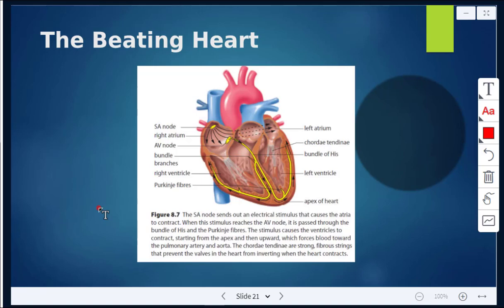The chordae tendineae and the septum there. The chordae tendineae here, which are shown right here, are strong fibrous strings, and they prevent the valves in the heart from inverting when the heart contracts.